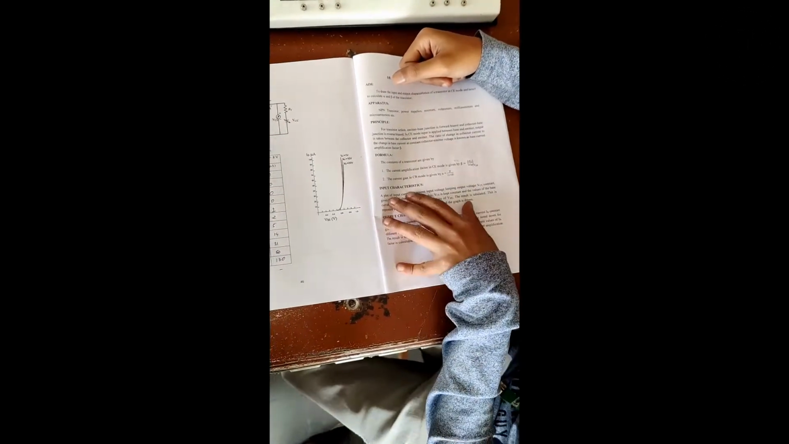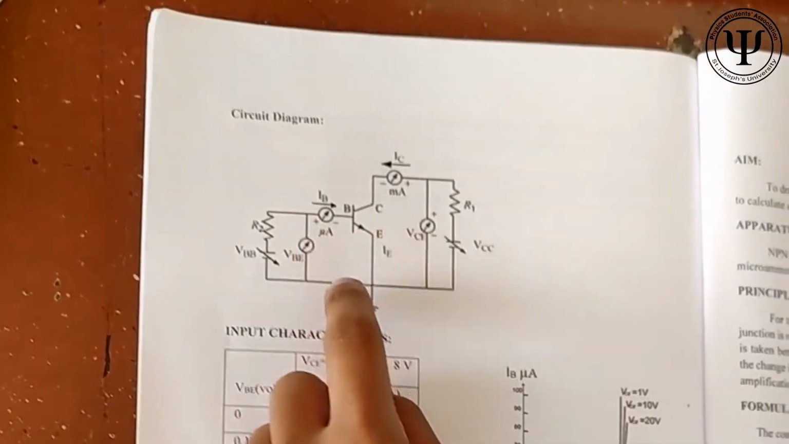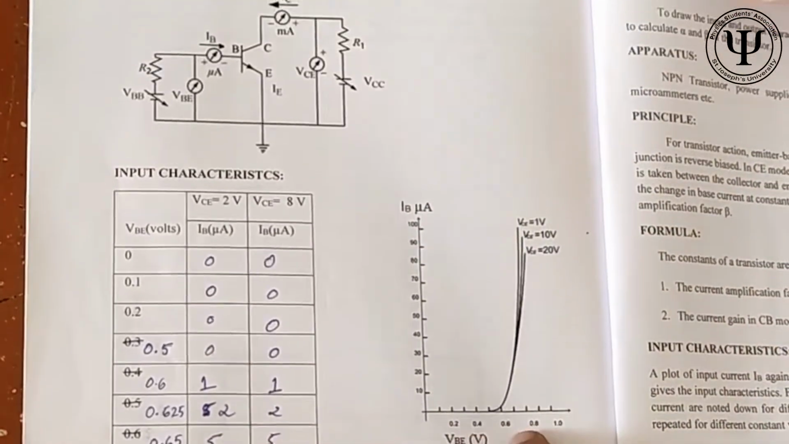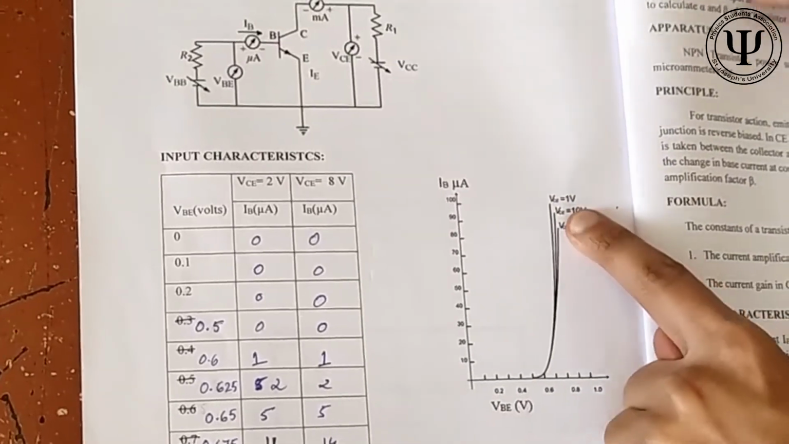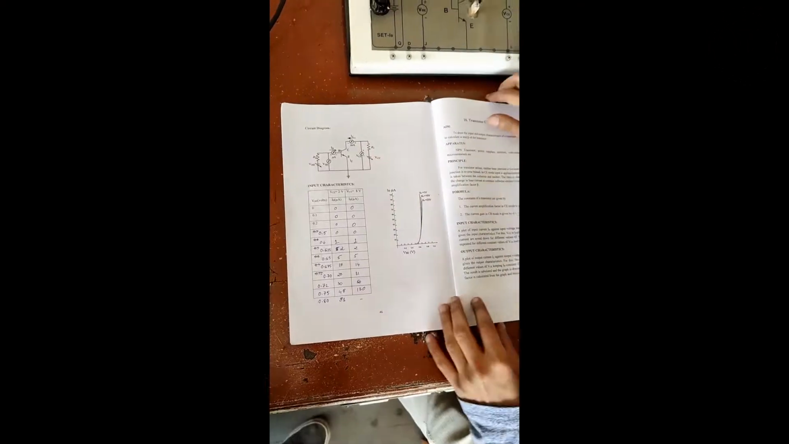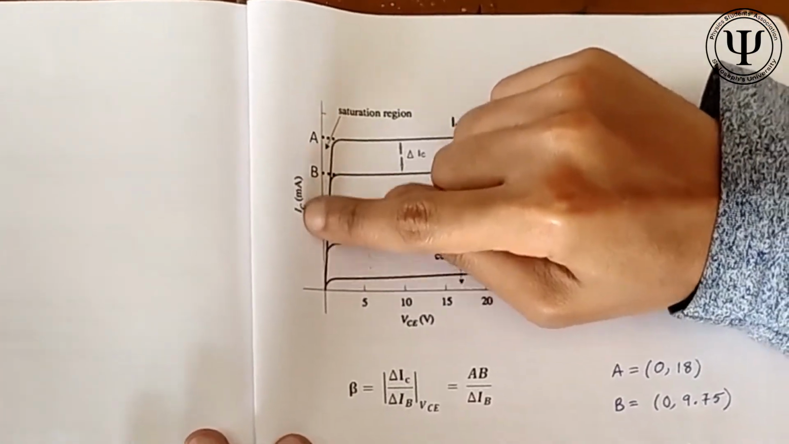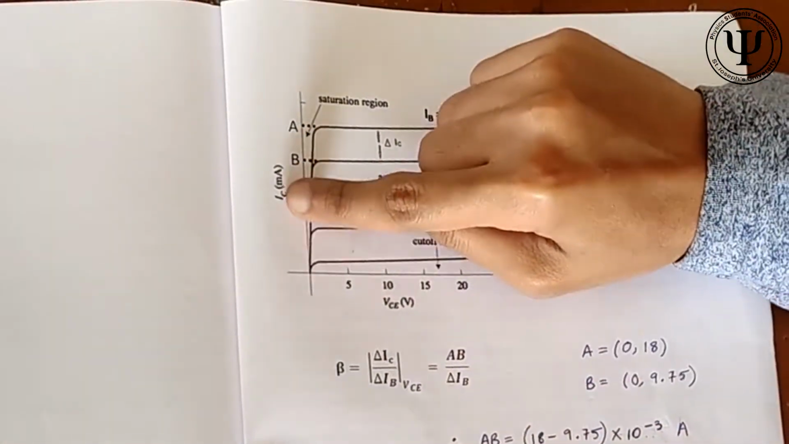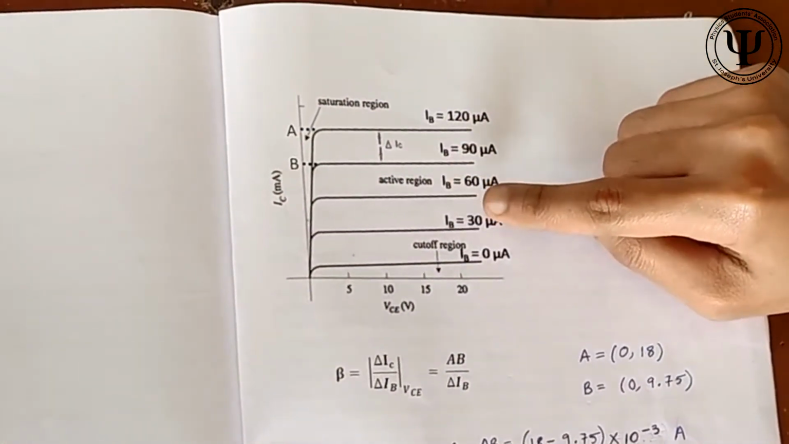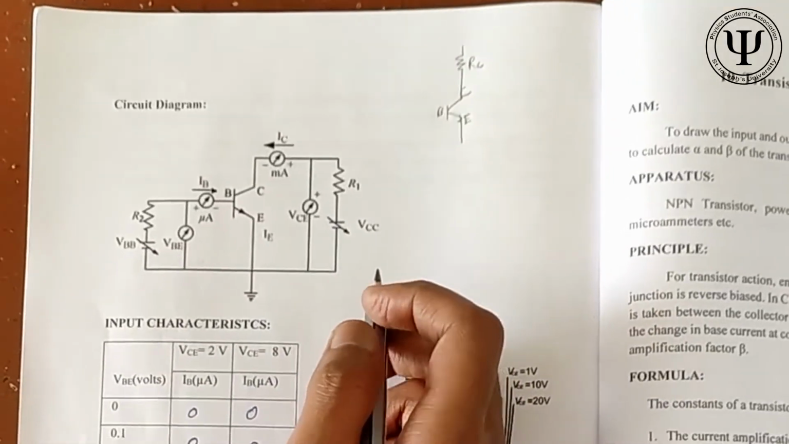Now, what do we mean by input characteristics? We mean the input current versus the input voltage that we give. So we are going to plot that for a constant output voltage, that is VCE, and by output characteristics we mean we are going to plot the output voltage versus the output current, that is VCE versus IC, for a constant input current.